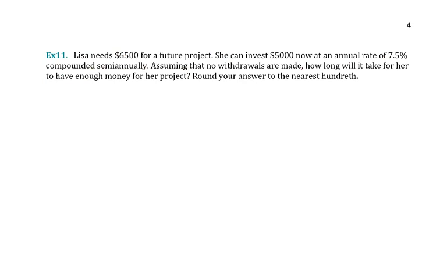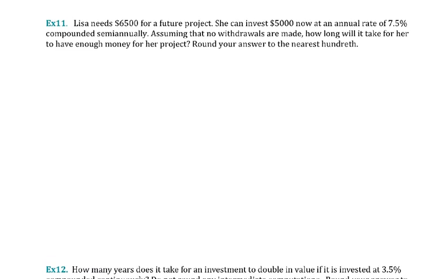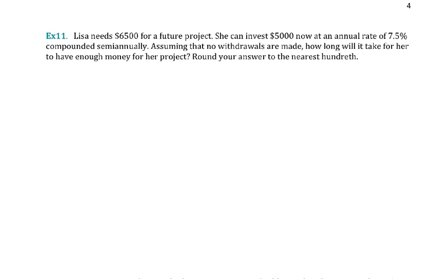So example 11. Lisa needs $6,500 for a future project. She can invest $5,000 now at an annual rate of 7.5% compounded semi-annually. Assuming no withdrawals are made, how long will it take for her to have enough money for her project? And we're going to round to the nearest hundredth in this situation.